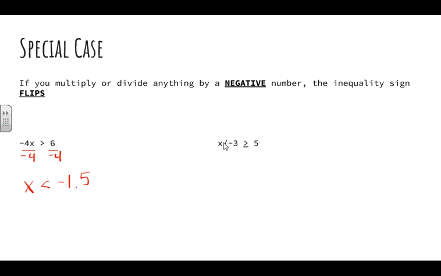Here we have x divided by negative 3 is greater than or equal to 5. So in order to solve this, I have to multiply by negative 3. And we would get that x is less than or equal to negative 15. All right? Notice, again, my inequality sign had to flip.